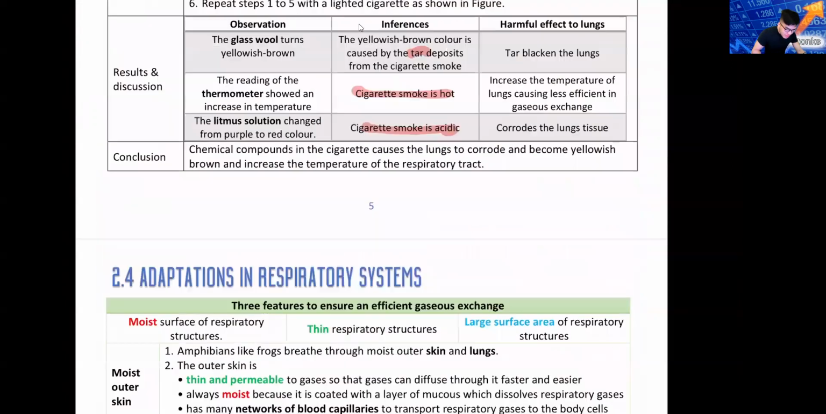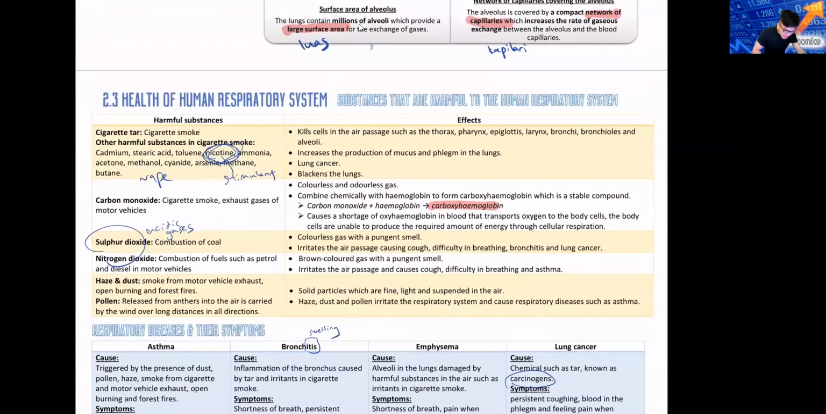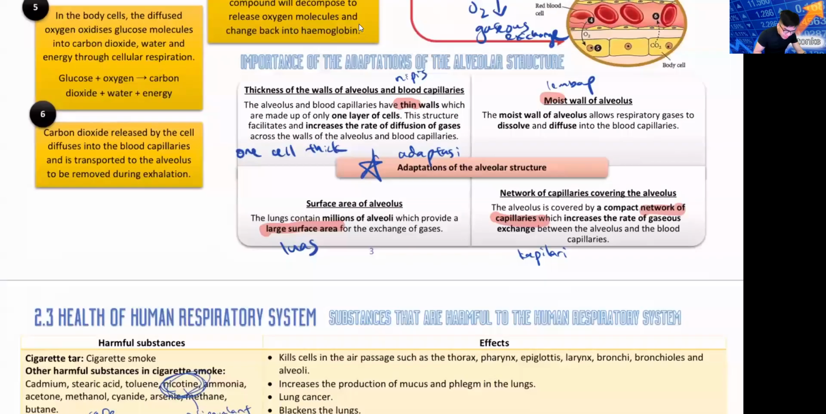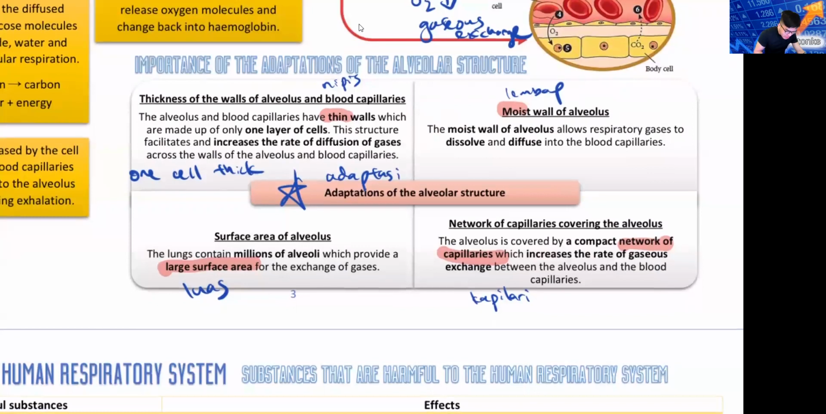Okay, so if you still remember our alveolus, if you go back to page 3, I did ask you to memorize this part, isn't it? Our alveolus has 4 characteristics. What are they? These characteristics make our alveolus very efficient for gaseous exchange. Each and every one of them is very good in exchanging gas because of these 4 characteristics.